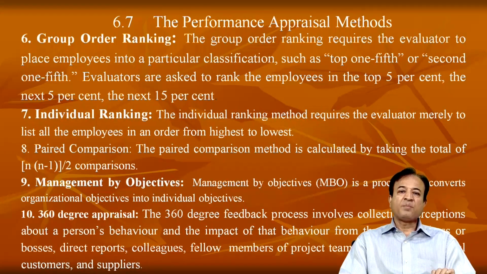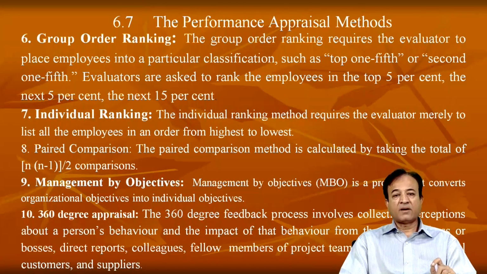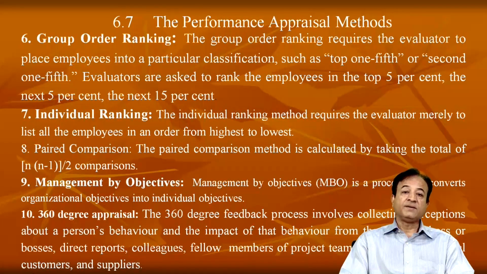The paired comparison method is calculated by taking the total of n(n-1)/2 comparisons. A score is obtained for each employee by simply counting the number of pairs in which the individual is the preferred one. It ranks each individual in relationship to all others on a one-on-one basis.